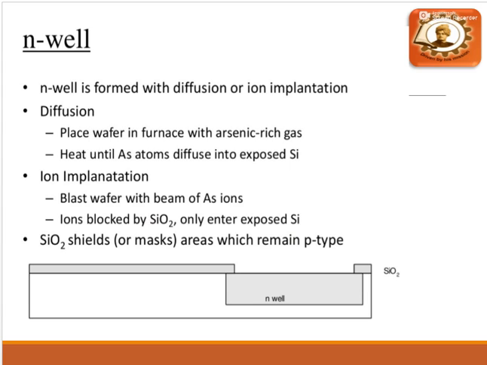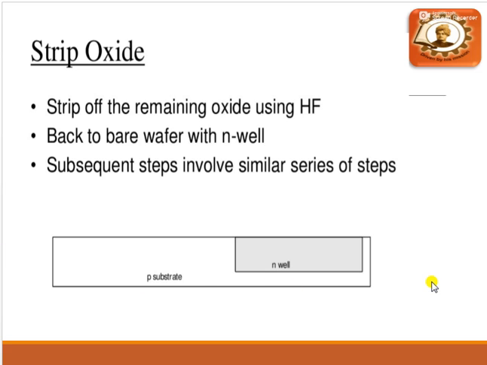Then SiO2 masks areas with the remaining p-type material. That means the upper portion of this SiO2 will protect the entire p substrate. Only the n-type portion will be diffused with arsenic ions, maybe by using a diffusion process or an ion implantation process. Then the unwanted SiO2 layer is removed or stripped off by using hydrofluoric acid. Only the n-tub is formed on a p substrate. This is shown in the figure.